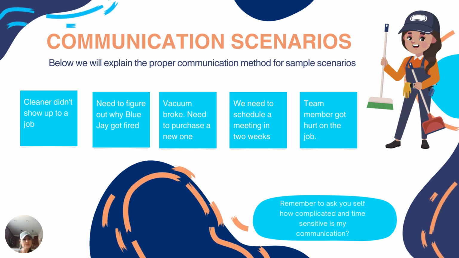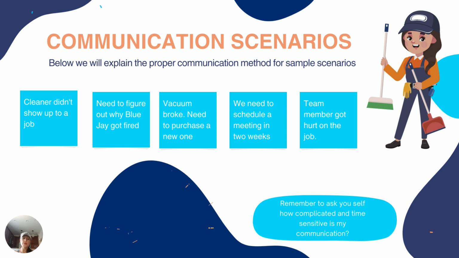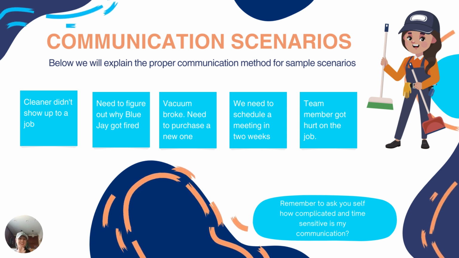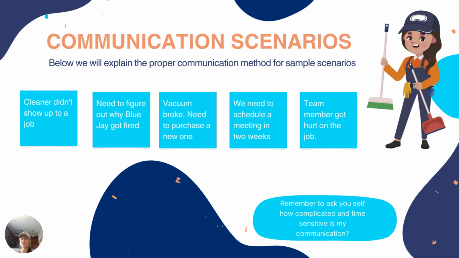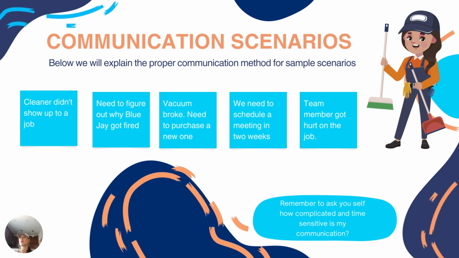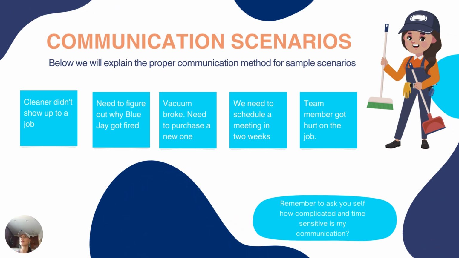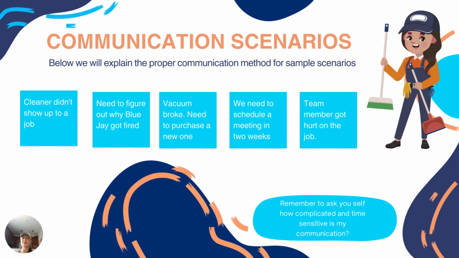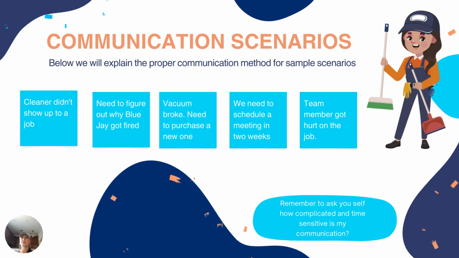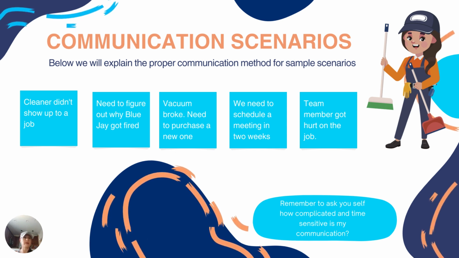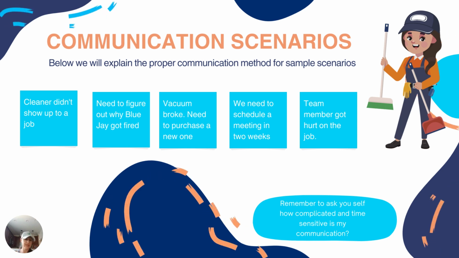All right, we need to figure out why Blue Jay got fired. Well, we're already fired. So this is an email. You might get an email from me saying, "Hey, I saw that we lost this client. What happened?" That way I can collect data, but it's not an emergency. It's not pressing. It could give me some time to gather data and then maybe try to get the client back, but it's not really necessary to have immediate answers.